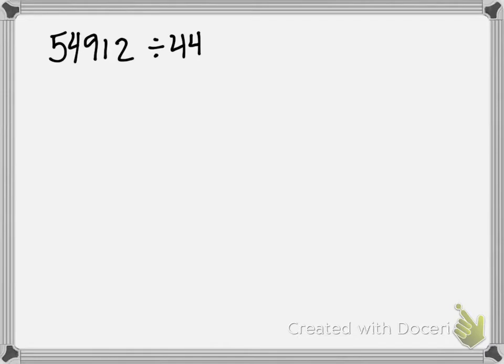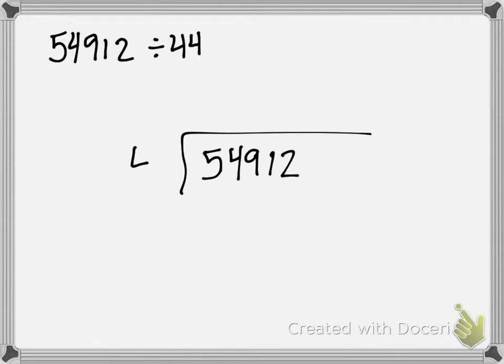Let's look at this big problem. Don't worry, it's a good one. So let's set it up. We know the first number, not the bigger one, it doesn't matter, goes inside the box, and the second number goes outside the box. So Michaela, what did you get as your total answer? I got 1,248. She is correct.